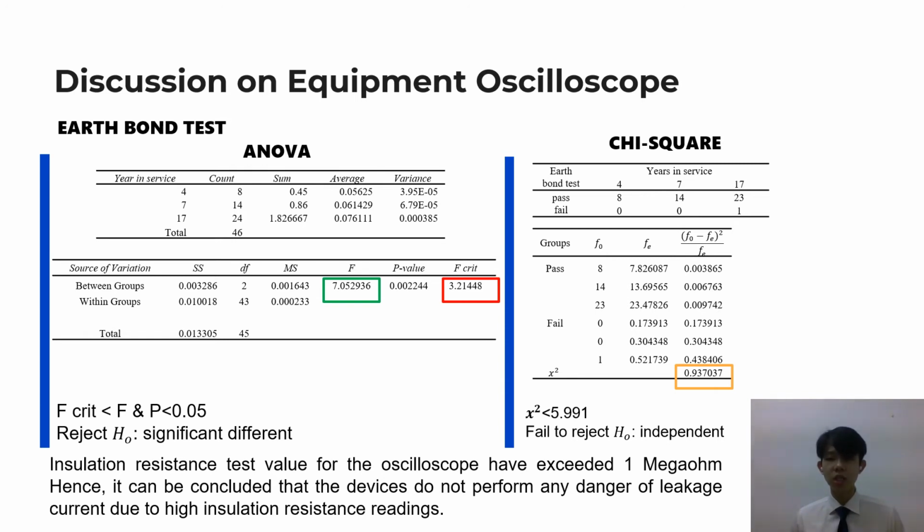According to the average of the equipment, the longer the year in service, the higher the average value of the Earthbound test. Thus, the oscilloscopes that served longer have reached a value approximately at the maximum resistance of the Earthbound test. The insulation test of all oscilloscopes also exceeds 1 megaohm. Thus, it can be concluded that the device does not pose any danger of leakage current due to high insulation resistance reading.